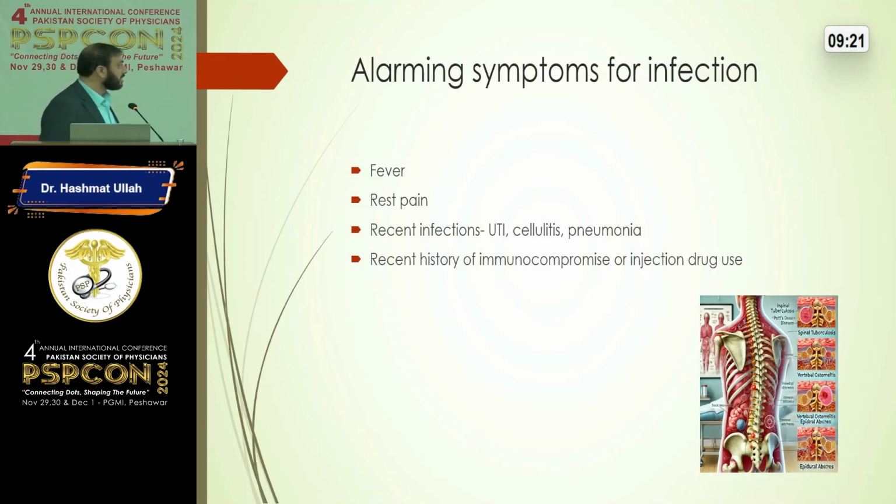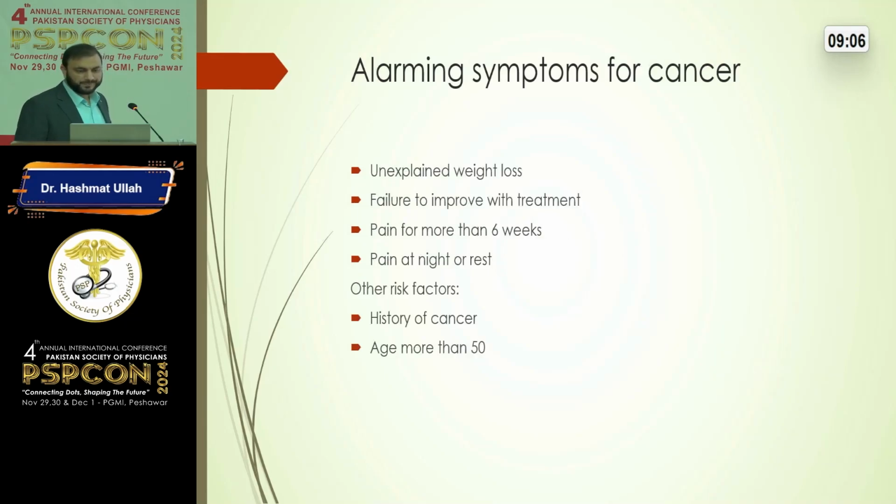What are the alarming symptoms? Like previously, first infection. For infection, you need to ask about fever, any risk factors, any recent infection in the form of UTI, and a history of immunocompromised state or IV drug abuse. For cancer, as we all know, unexplained weight loss is the most important thing you need to ask your patient, and pain at rest at night. A pain which is worse at night while lying down should always be taken seriously, and it may be the only alarming symptom of your patient.